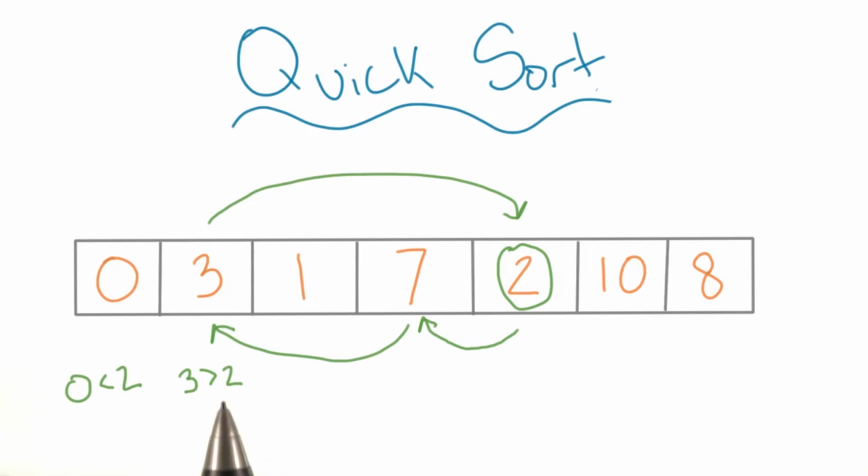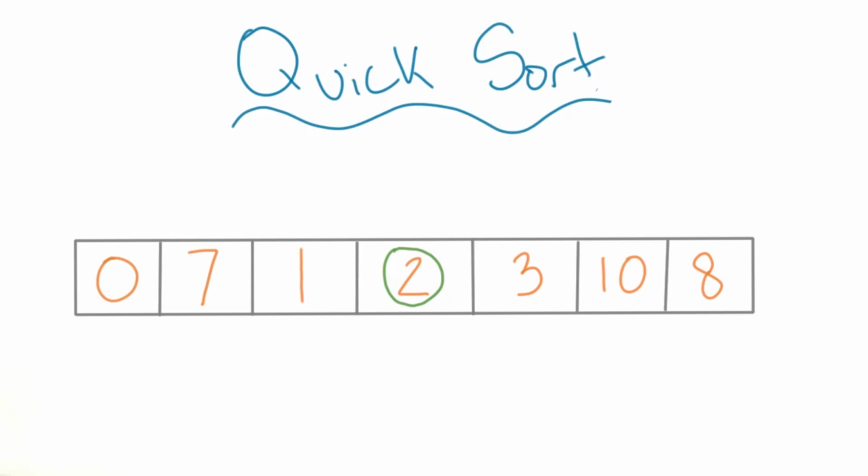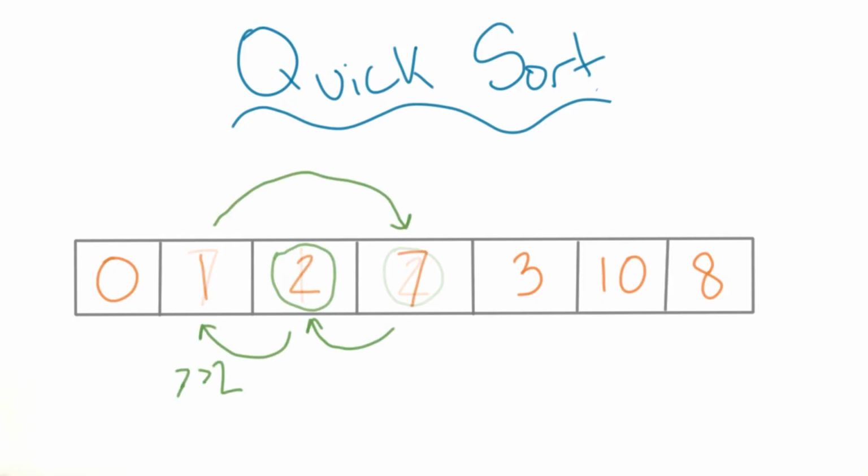Since 3 is greater than 2, we'll need to shift around everything again. Awesome, this is looking so much better. Since 7 is still bigger than 2, we need to do another comparison though. Here's the swap we need to make. And this is what our array looks like now.